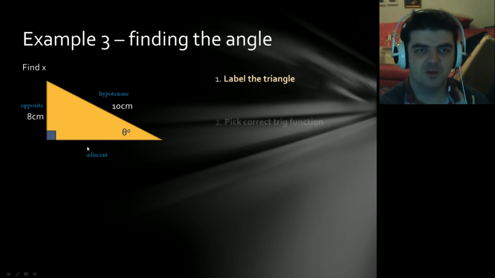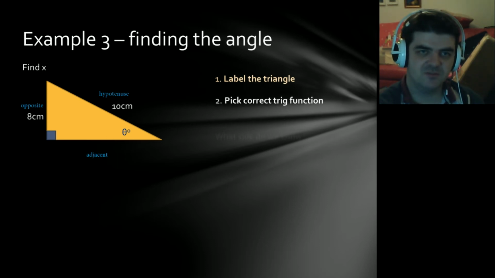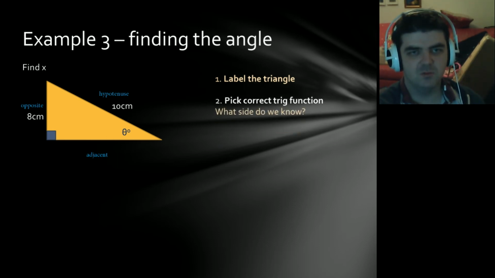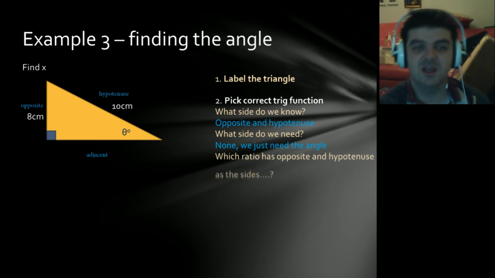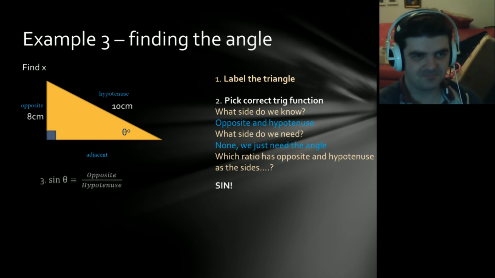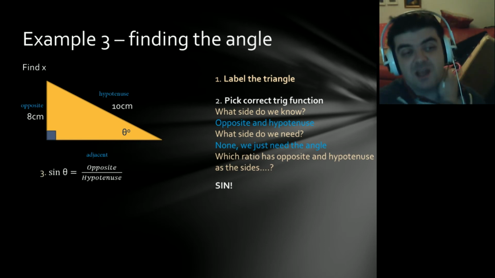We've got to pick the correct trig function. What side do we know? Well, we know two sides. We know the opposite and the hypotenuse. What side do we need? None. We just need the angle. Which ratio has opposite and hypotenuse as the sides? Well, it's the one that we haven't done yet. It's sine. And we get sine of theta equals opposite over hypotenuse.